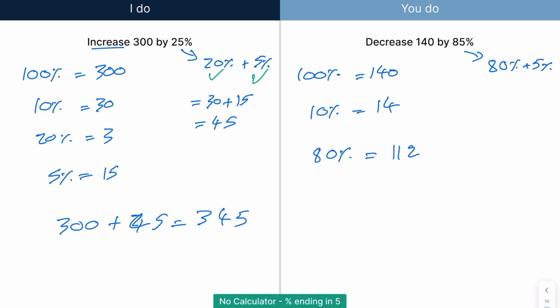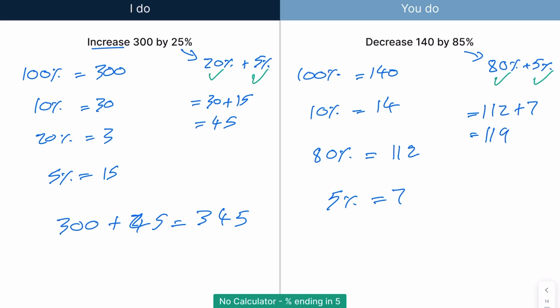And 5%, so I've got that now. I just need to find 5%. So 5% is just going to be half of the 10%. So 5% is going to be 7. I've now also got this. So I've now got 85% in total, which is 112 plus 7, which is 119.